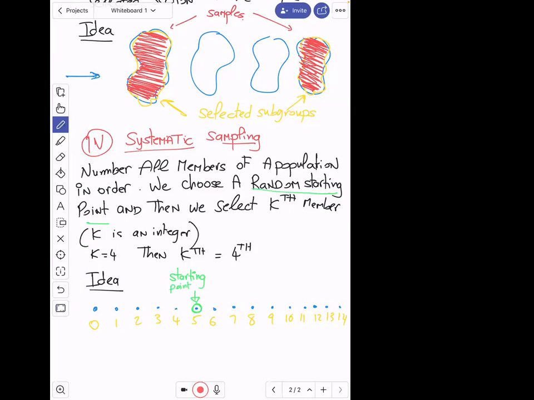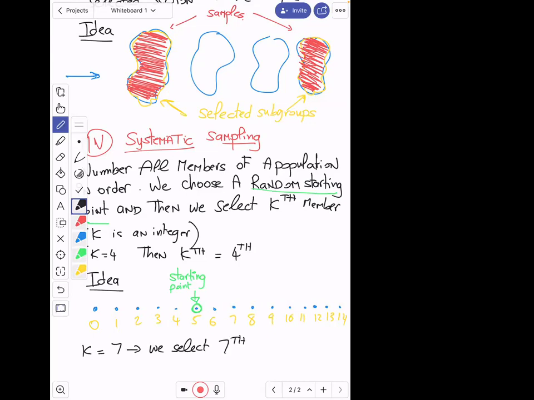And then let's say K, again, K could be any positive integer. It depends on the example or the problem. So let's say K is 7. If K is 7, then we select the 7th member, starting from this green point.